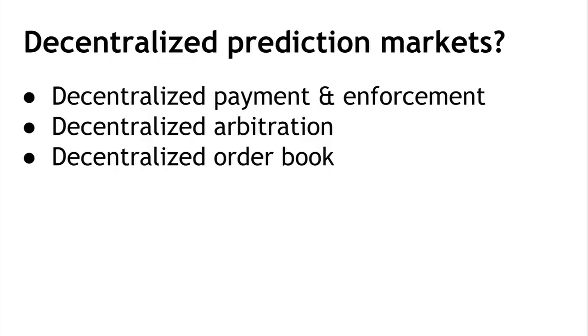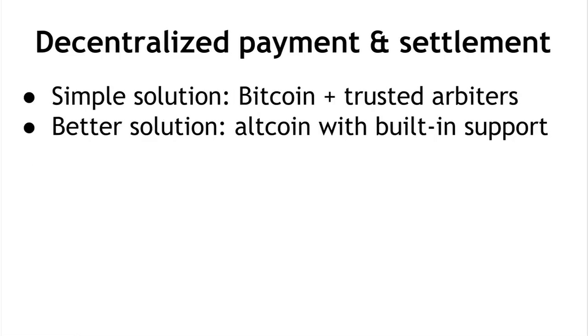And we need a decentralized order book, so a way for people to buy and sell shares, for buyers to meet sellers that's decentralized and doesn't rely on a centralized clearinghouse. So we'll go through each of these challenges in order. Payment and settlement is the easiest given Bitcoin. We can use Bitcoin to do payment. And in the simplest solution, maybe we could use trusted arbiters.